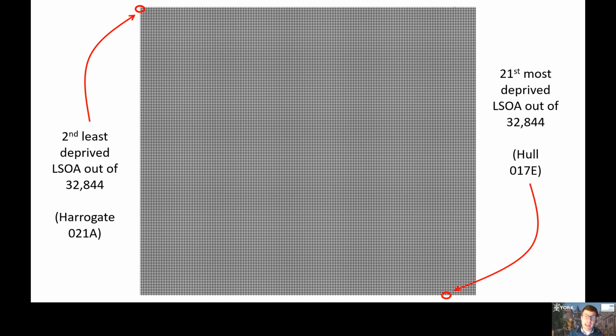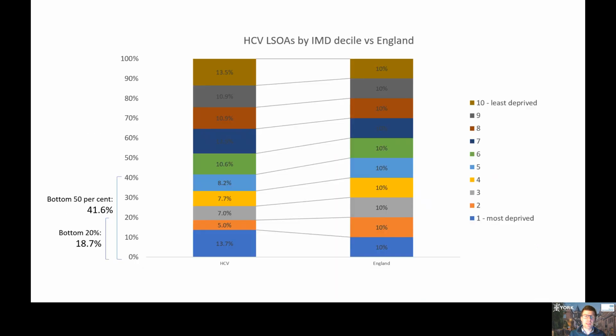021A. And it also has the 21st most deprived small area out of 32,000. That's in Hull 017E. So probably some of the starkest health inequalities and social inequalities that you'll find in any integrated care system in the country.